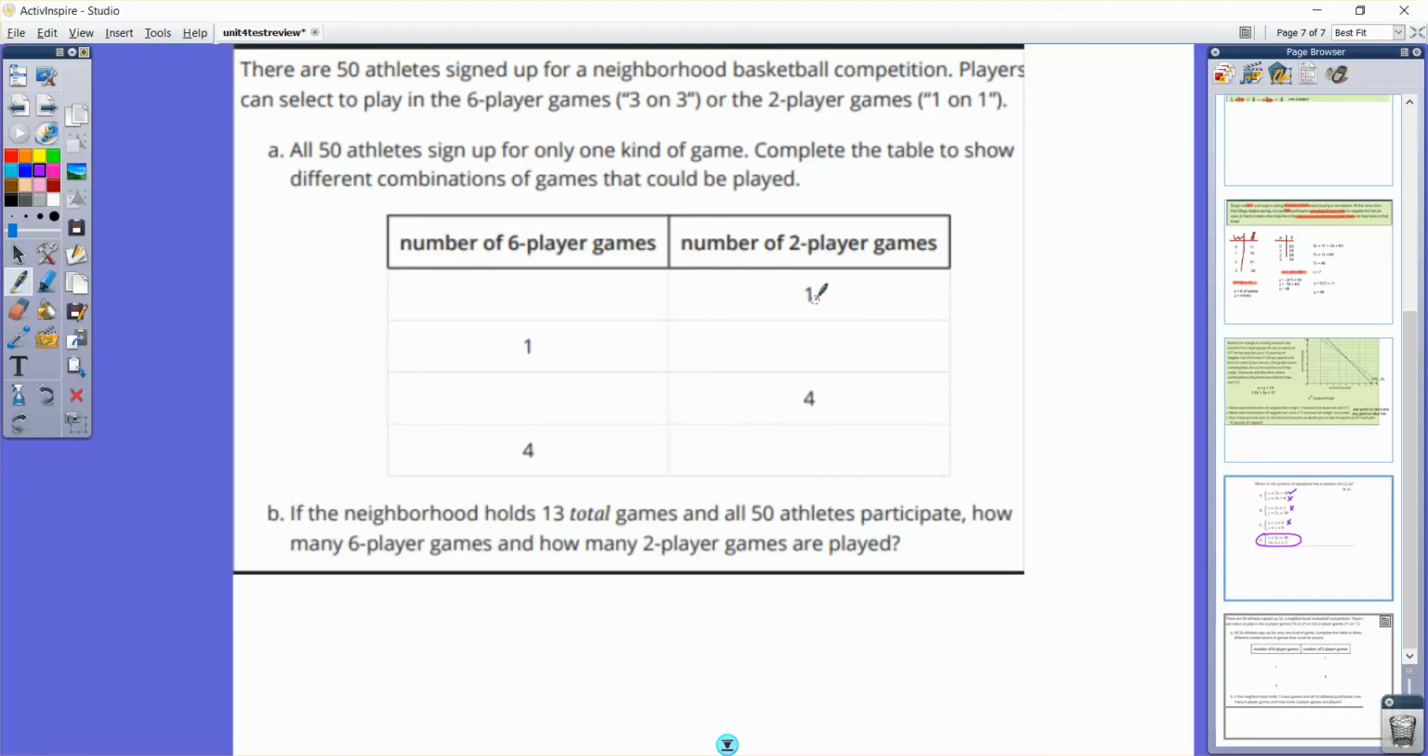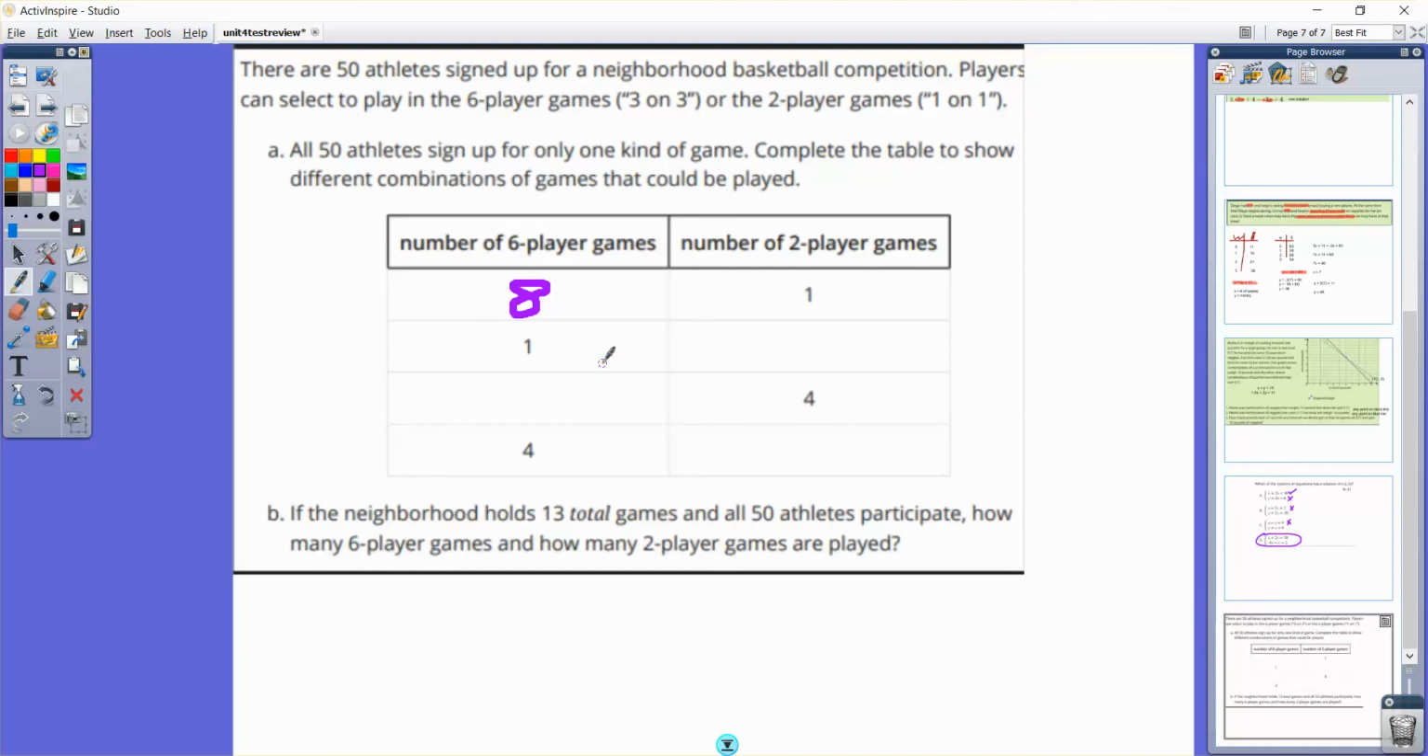So if only one game is going on that has 2 players in it, that means that there are 50 total. 48 players would be left over to play in 6-player games. So if you think about 48 people playing in 6-player games, that means that 8 of those games could happen at the same time, right? Because 6 players in each game, 8 times 6 is 48, and then 2 players in this game, that's 50 players.